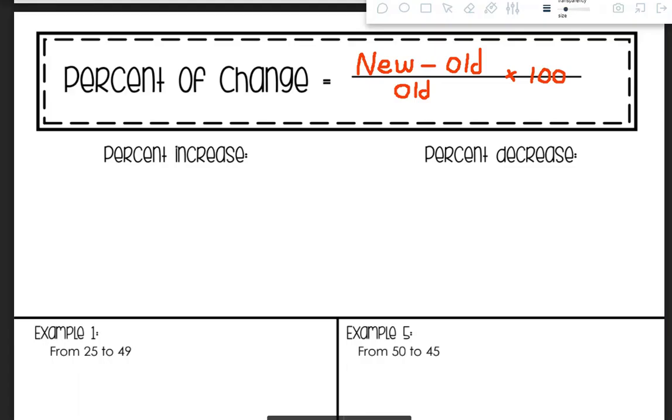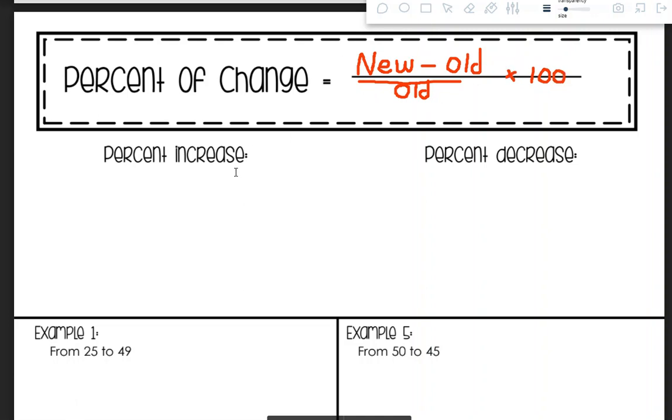Okay, so percent of change, there's a formula you want to use to find percent change. And it's a pretty easy formula, and you'll see after we do a couple examples, you'll pick up on it pretty quickly. All right, and the formula is new minus old divided by old. This is a fraction bar here. So it's new minus old divided by old. All right, and that's going to give us a decimal. And the way we change decimals to percents is we multiply it by 100. So we're going to do new minus old divided by old, and then times that by 100.